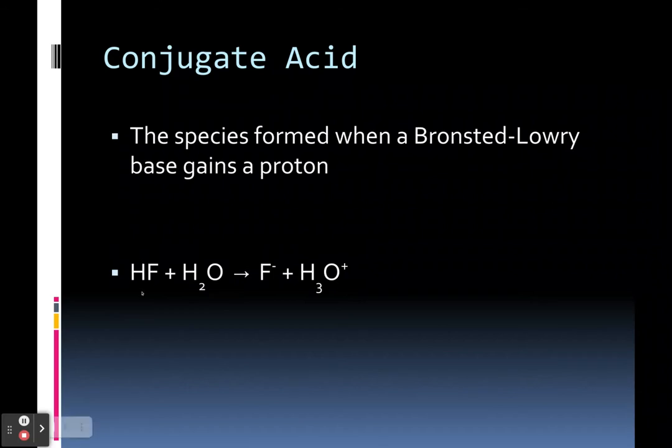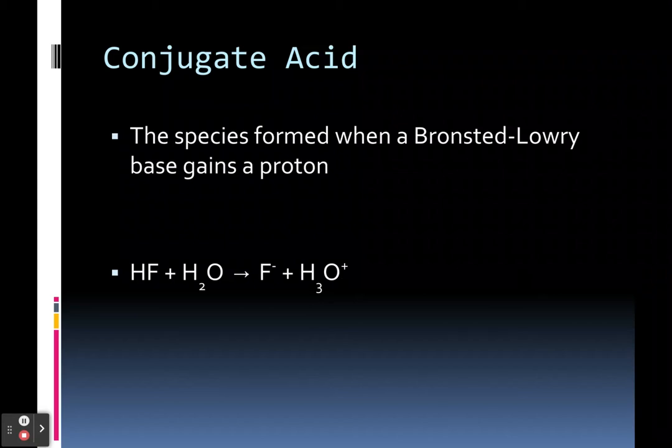A conjugate acid is what's formed when a base gains a proton. So in this case, water is our base, and then it gains a proton over here and becomes H3O positive. So if water is our base, then H3O positive is our conjugate acid.